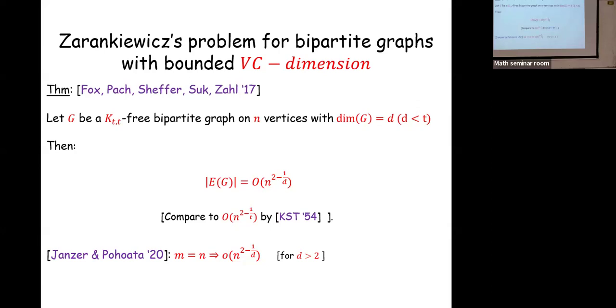If the VC dimension is bounded, you get something. If you don't care about the VC dimension, you only care about the fact that it is K_{t,t}-free, still the VC dimension cannot be that big. It's still t plus log t at most. And that's easily seen by saying, suppose you have t plus log t vertices that you can shatter. What does it mean? Every subset here, every point here, you look at the neighbors, this is a subset. So if I can shatter this set, this is a contradiction.